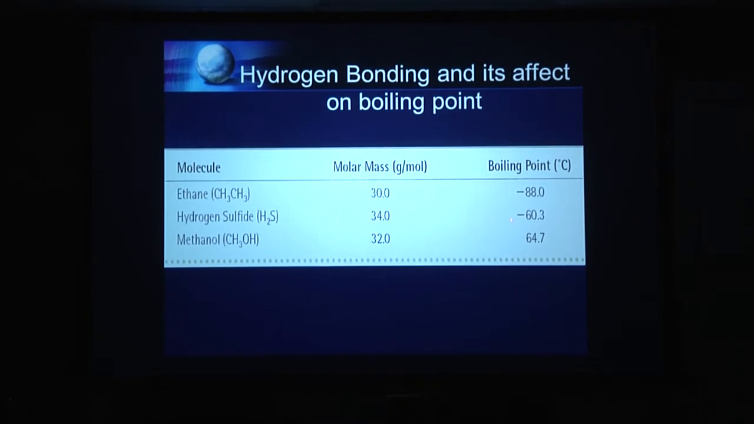And look at the boiling point. It's almost over 100 degrees higher because there is hydrogen bonding in a sample of methanol, whereas hydrogen sulfide, all it has going on is dispersion and dipole-dipole interaction. So it can much more easily go into the gas phase than methanol.